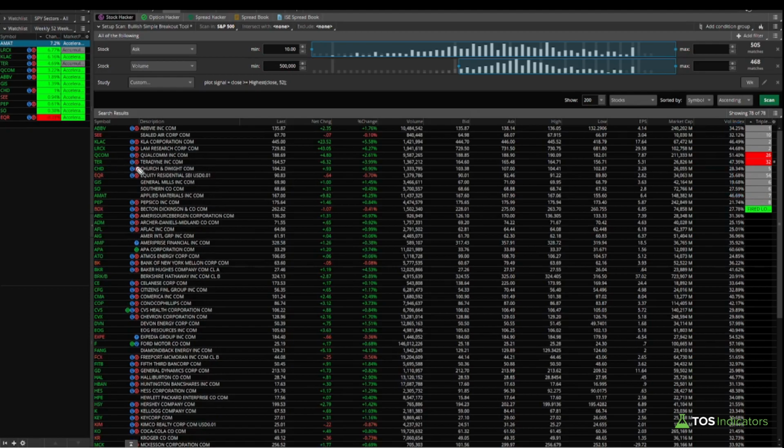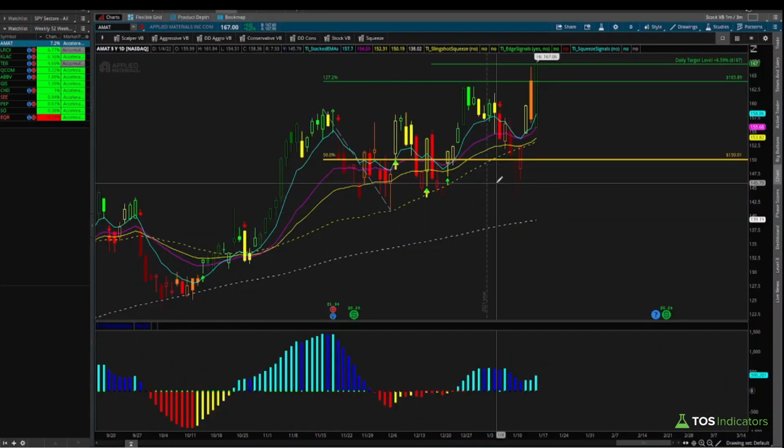Similarly, we have Teradyne as well, and I've taken all the stocks that have a squeeze and I've put them into their own custom watch list right here. You can see that at the top, so we have Applied Materials, which is one we've already talked about. Real nice follow through inside of Applied Materials. We have Pepsi, Southern, General Mills, a bunch of different stocks. You can take this screenshot right here and assess them. But the one I'd like to pay attention to in particular in today's video is Qualcomm.